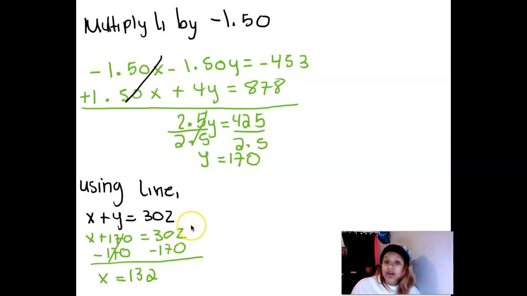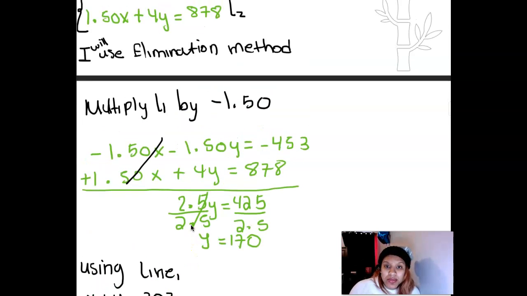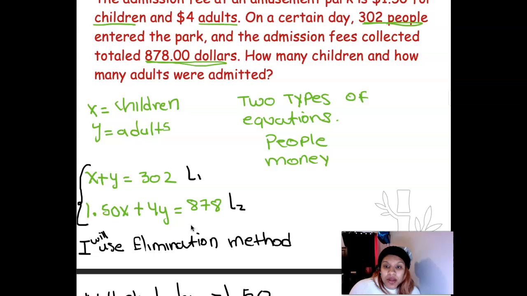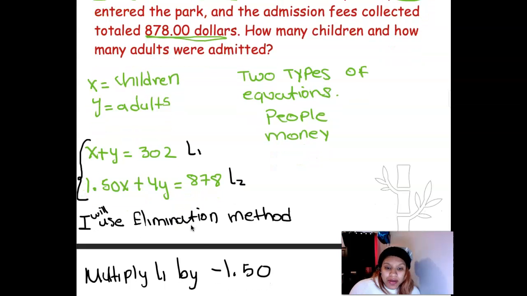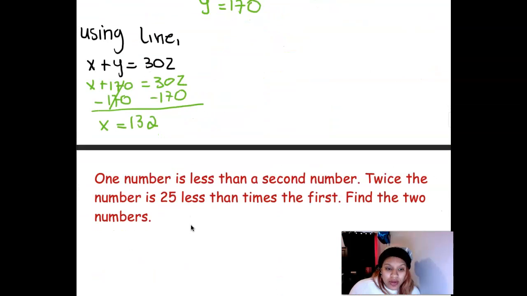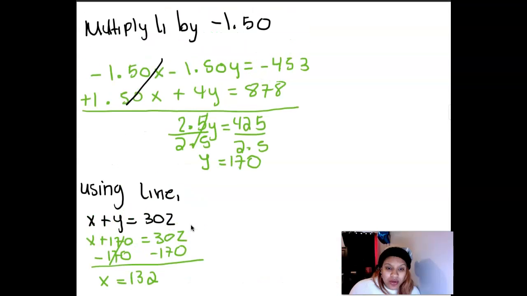Now let's go back and read the question in the problem. It says how many children and how many adults were admitted. So I know that the x tells me the number of children. So this is 132 children and 170 adults were admitted to the park on that specific day. And there you have it.